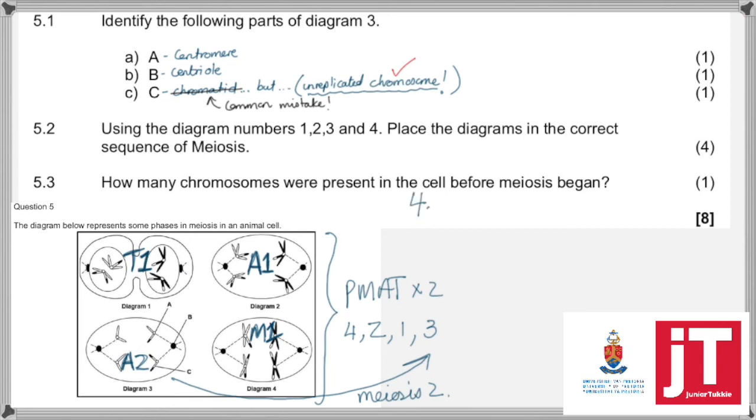Right, if we look at question 5.3, how many chromosomes were present in the cell before meiosis began? I would go to the earliest of my cells. In this case, I'm looking at diagram 4, and I would count the centromeres. Because here we're looking at chromosomes and not chromatids, I would simply count the centromeres, and I would end up with 4 centromeres, which means my original cell would have had 4 chromosomes before meiosis began.